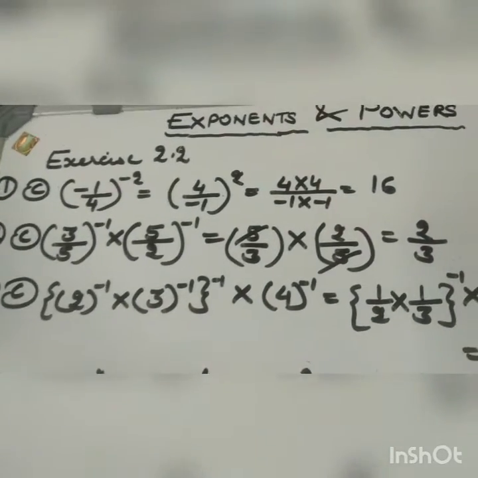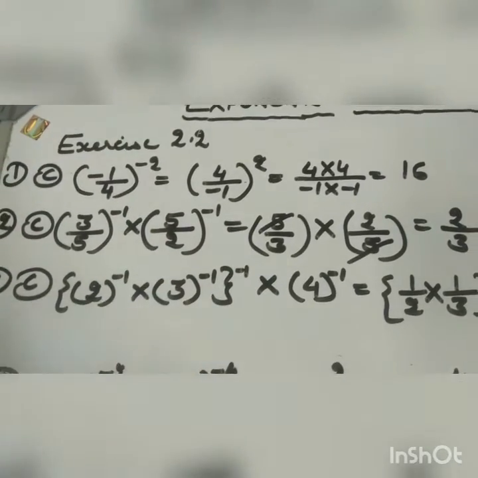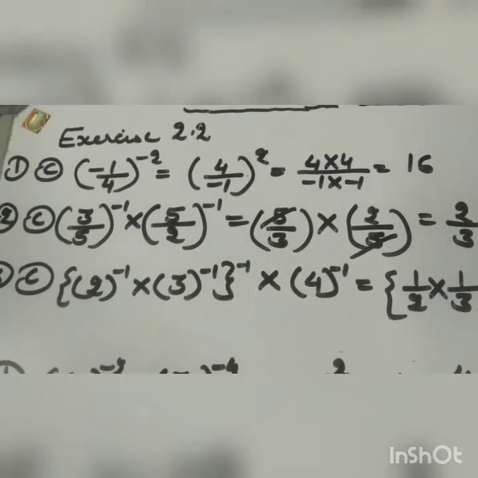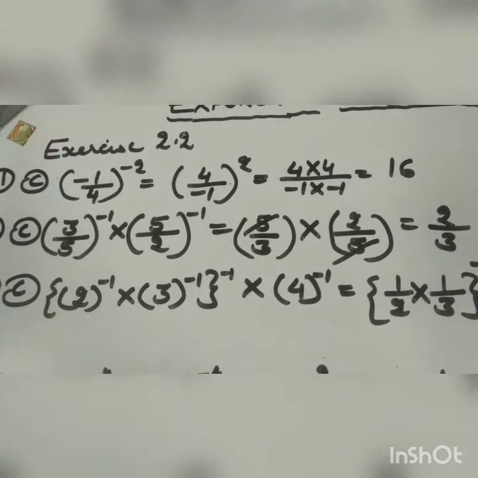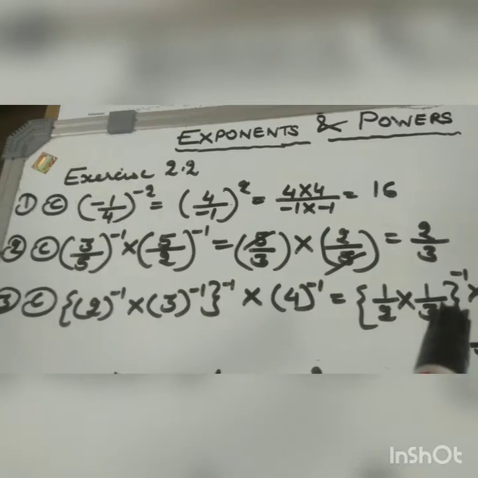Similarly, question number 2. In question number 2, the question says 3 by 5 to the power minus 1, 5 by 2 to the power minus 1. You have to simplify it. While simplifying, what you get is 5 by 3, changing negative to positive. Always we have to do that. So, 5 by 3 into 2 by 5, and 5 get cancelled. You are left with 2 upon 3. So the final answer is 2 by 3 for question number 2C.